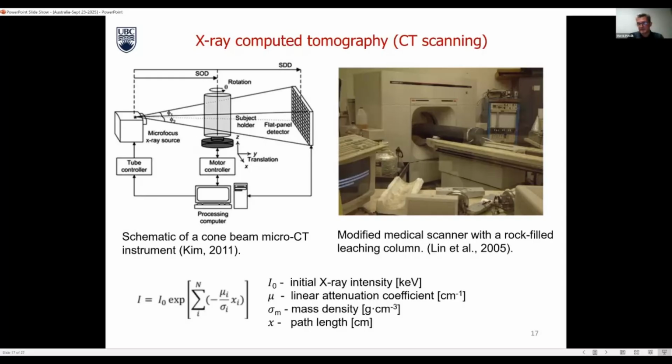The physics is governed by the Beer-Lambert law. This is a typical light absorption law used in UV-visible spectroscopies. In this case, we have X-ray absorption. The parameter that is of interest to us here is the linear attenuation coefficient. It's a physical property, a physical constant for a given material. And then everything else is pretty much what you would expect: path length, beam intensity, the density of the material, and then you can collect all that information as a function of position in the sample.